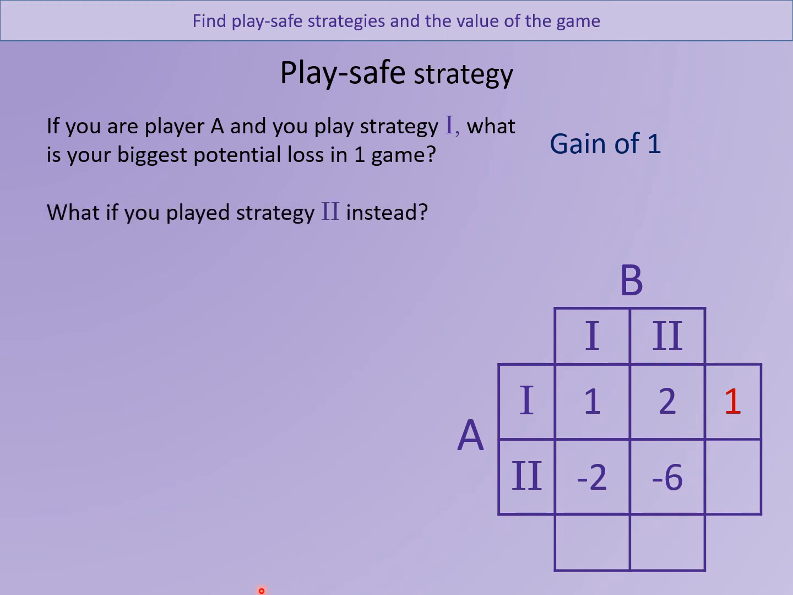What if A was to play strategy 2 instead? So this time, if A was to play strategy 2, then if B chooses strategy 1, then we can see that A would actually lose 2. Or if B were to play strategy 2, then A would lose 6. So the worst outcome in this situation is losing 6. So the 2 numbers in the column on the far right show us the biggest potential loss. In other words, the minimum value in each row.